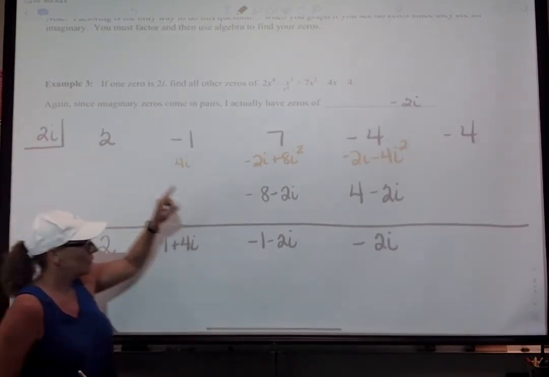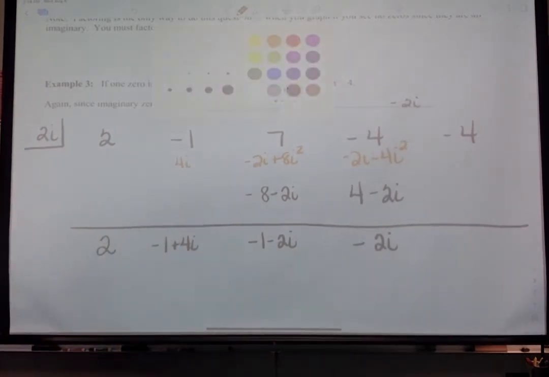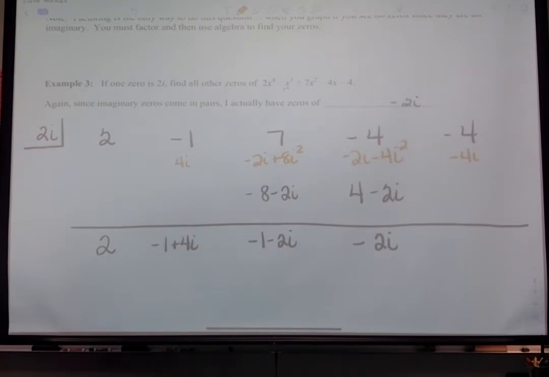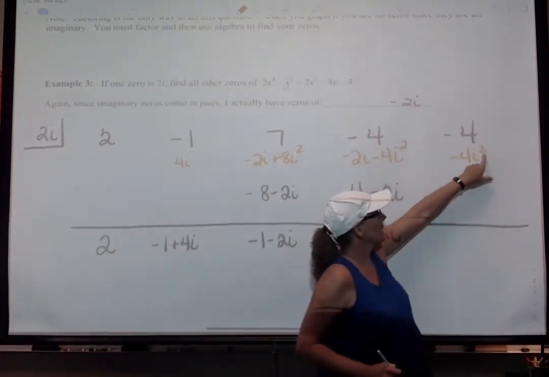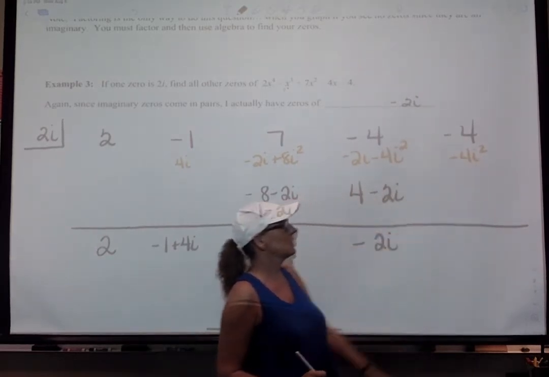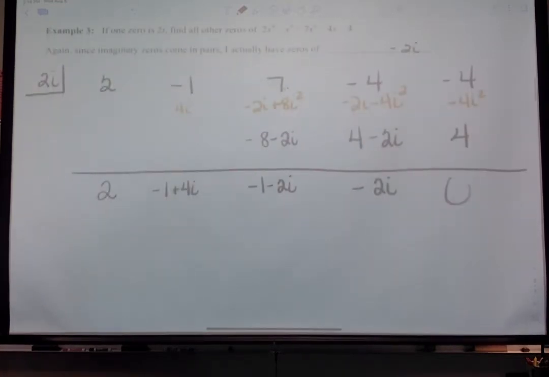Multiply. 2i times negative 2i is negative 4i squared. Wait, that can be simplified. i squared is negative 1. Negative 1 times negative 4, that's positive 4. Now add the black numbers together. Whew.